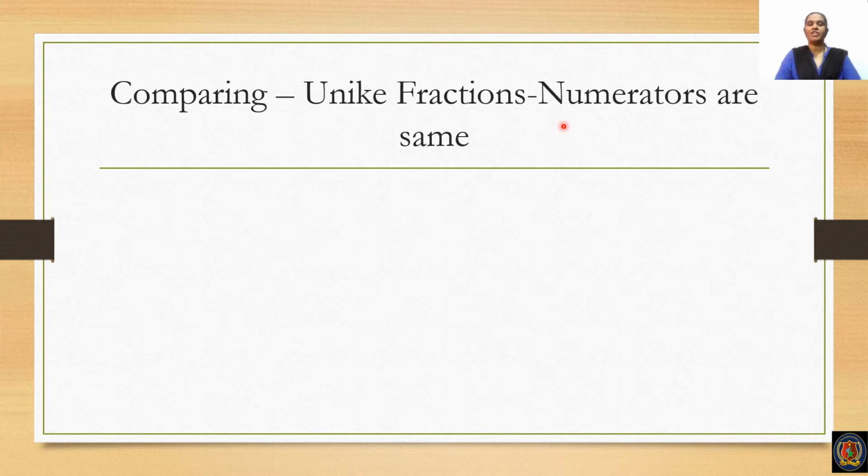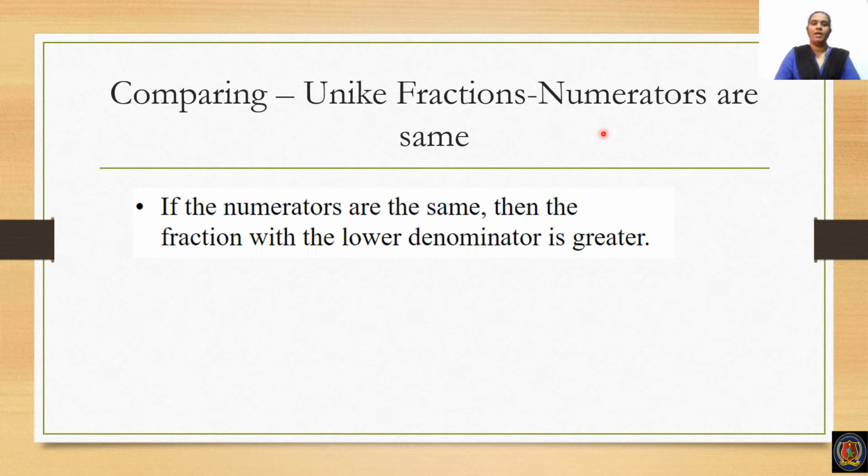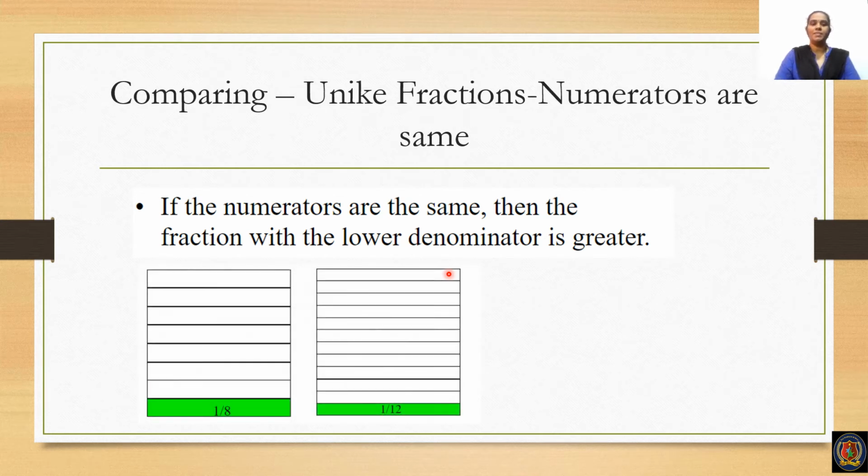Comparing unlike fractions. We are now going to see how to compare unlike fractions. If the numerators are the same, the fraction with the lower denominator is greater. For example, you have here a whole which is divided into 8 parts, and you have a whole here which is divided into 12 parts.